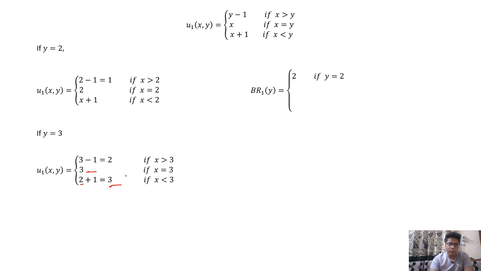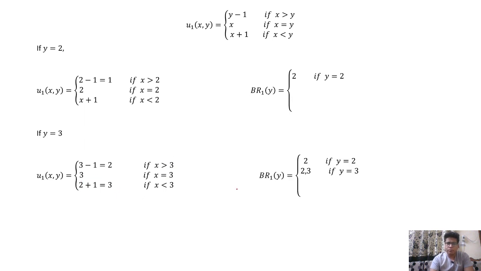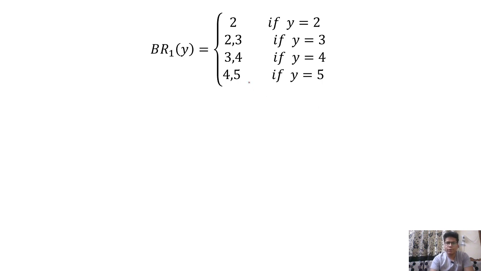So you can see by choosing 3 you'll get 3. By choosing 2 you also get 3. So basically you are indifferent between choosing 2 and 3. So to get the highest payoff, your best response is 2 comma 3, given that y is equal to 3. Do the same exercise for y equal to 4, you'll get 3 comma 4. If you do y equal to 5, then you are indifferent between 4 and 5.